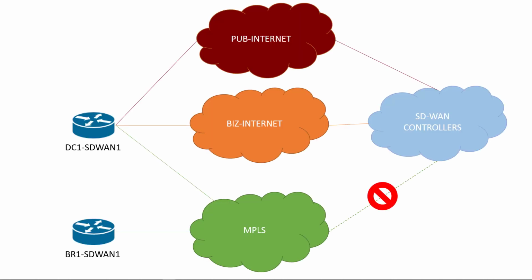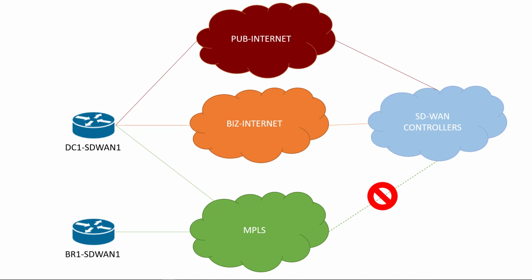All right, so here we have a data center SD-WAN box, which is going to have connectivity to all the clouds. And then we have a branch where, say, this branch router only has connection to one of the clouds, specifically the MPLS cloud. When that is the case, in order for the SD-WAN router to be controlled, it has to be able to reach the controller.